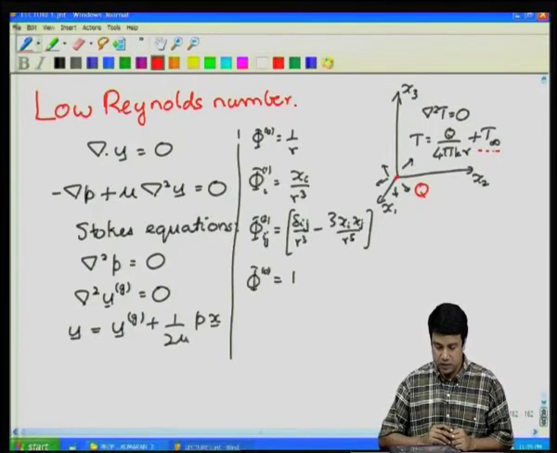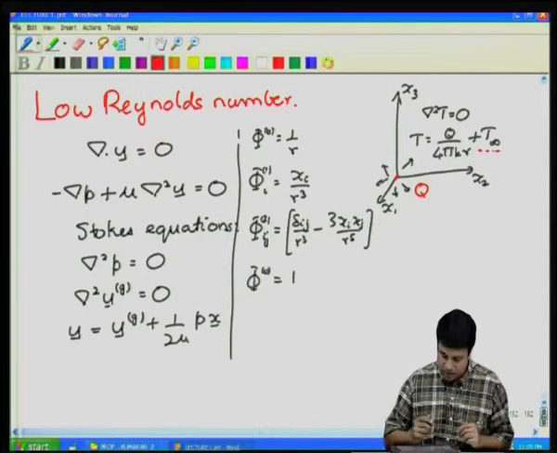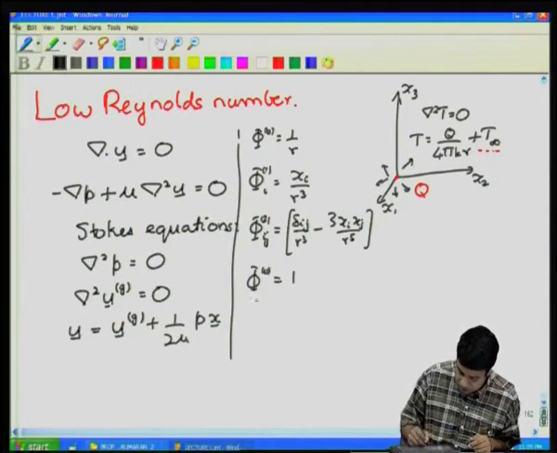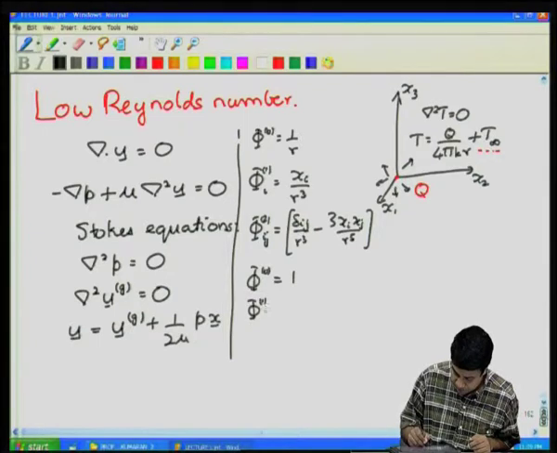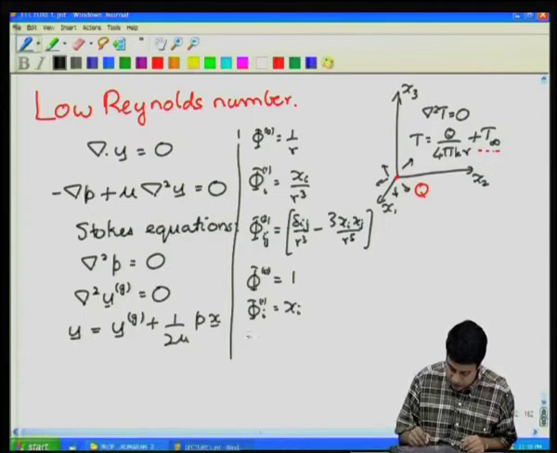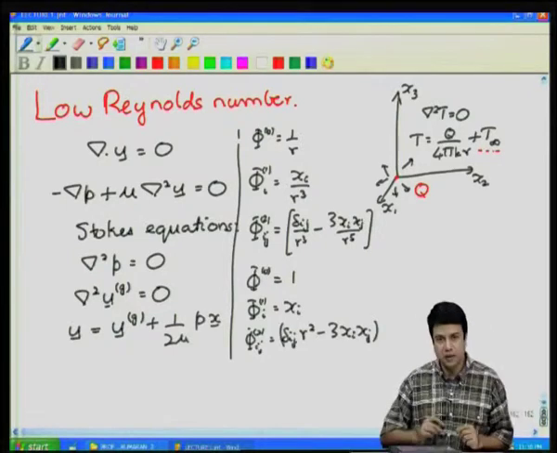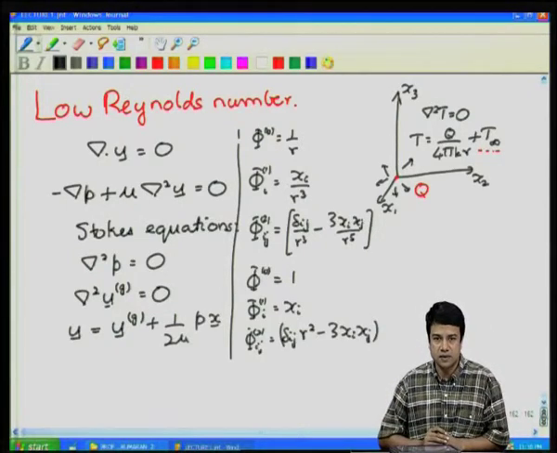Phi 1 is obtained by taking phi 1 for the decaying solution and multiplying it by r power 2n plus 1, or r cubed. So, the growing solution phi 1 i is equal to x i, and one can get the next higher solution phi 2 i j equal to delta i j r square minus 3 x i x j, and so on, and you will get higher and higher solutions.